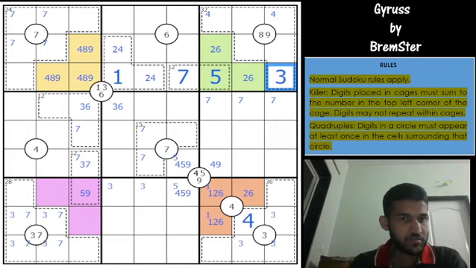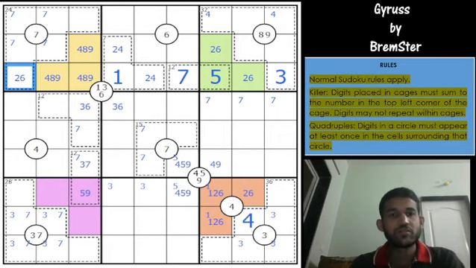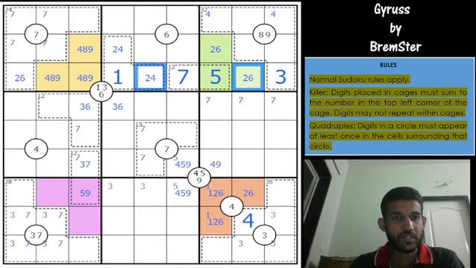Okay. Look at this cell. This is also limited in possibilities. Cannot be 1, 3, 5, 7. Cannot be 4, 8, 9. So this is a 2 and 6. So we have a 2, 4, 6 triplet in row 3, which means that this cannot be a 4.